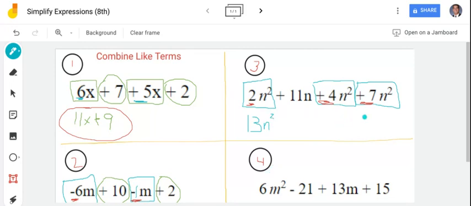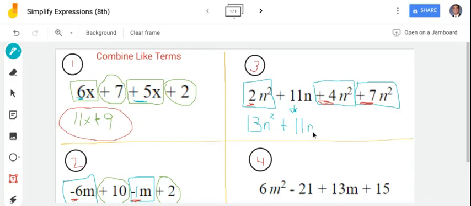Okay? Now, as you can see, all I have left is the plus 11n. Do you see any other n to the first terms? You should say no, right? I don't. And so I can't combine this with anything. So all I'm going to do is just draw a down arrow here. I'm just going to bring that term down. This is a positive, so plus positive 11n.